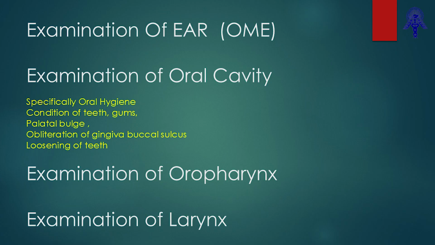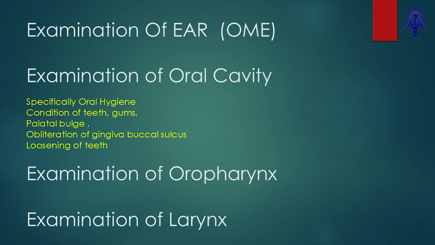Note the condition of the teeth and gum, and whether a palatal bulge is there. You have to mention that there is no palatal bulge. And obliteration of the gingivobuccal sulcus is very common, no sir? If it is a large mass causing erosion or expansion, there will be obliteration of the right sided gingivobuccal sulcus, and note whether there is loosening of teeth or not.